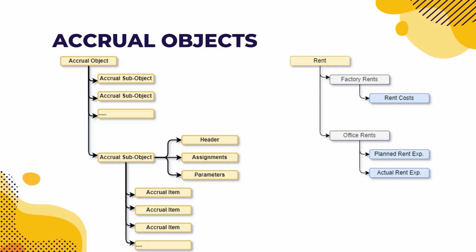accrual object. This distribution can either be linear, that means the amount is divided equally between the different months in that particular duration, or it can be derived. Derived in the sense the accrual calculation can be derived based on a formula which is described in the configurations.